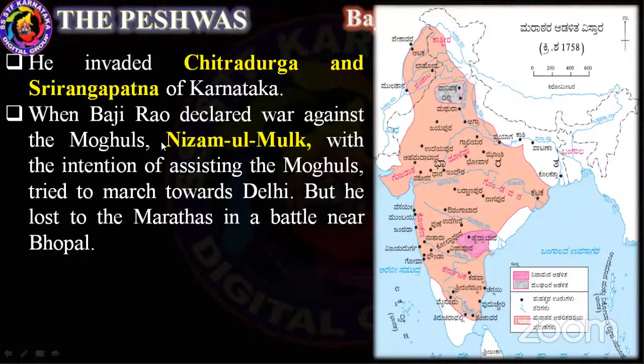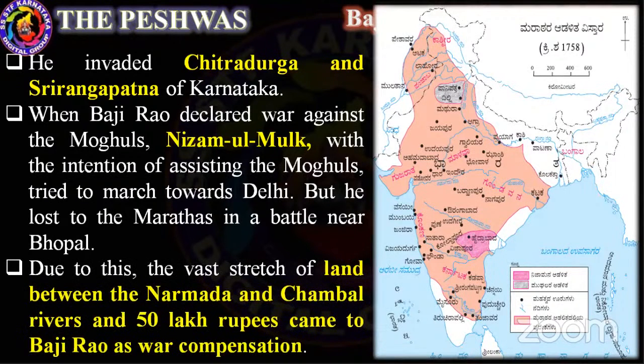Bajirao several times tried to occupy the Mughal territories, and Nizam ul Mulk, or Nizam of Hyderabad, was a supporter of the British and also the Mughals. While Bajirao declared war against the Mughals, Nizam ul Mulk extended his support to the Mughals and tried to prevent the Marathas, but he didn't get success. Due to this, the vast stretch of land between the Narmada and Chambal rivers and 50 lakh rupees came to Bajirao as war compensation.